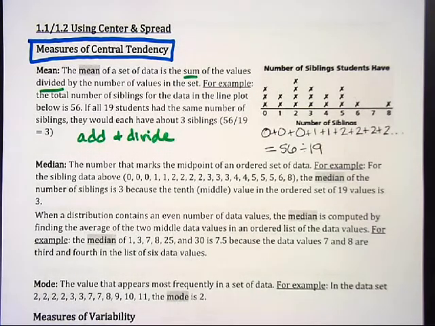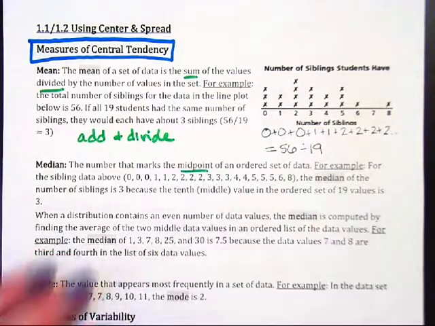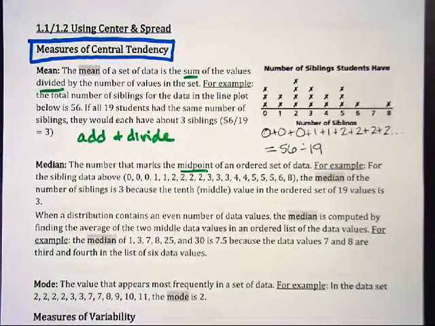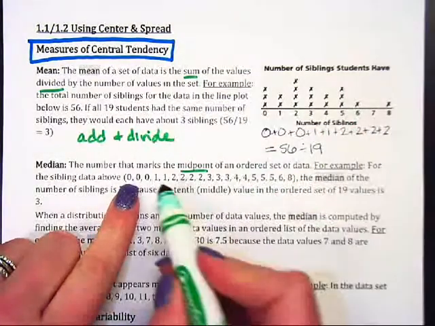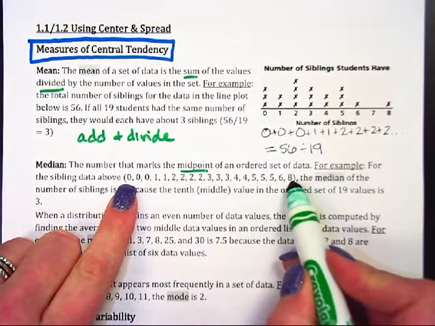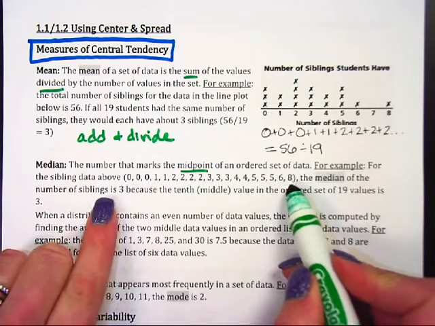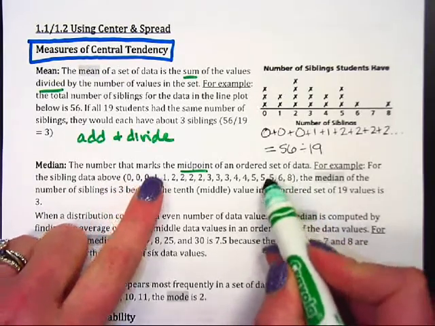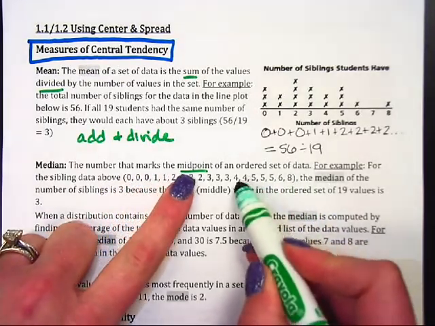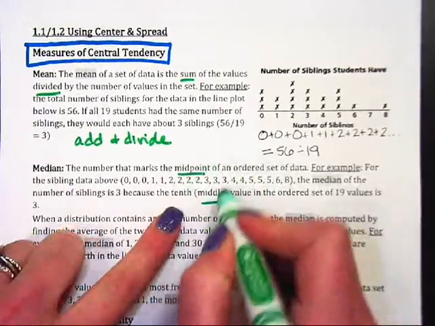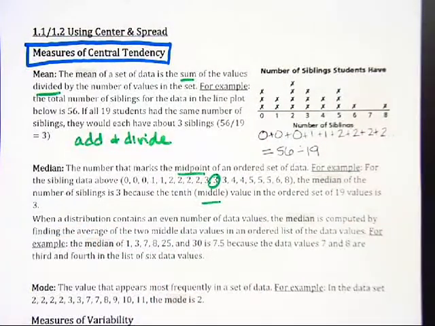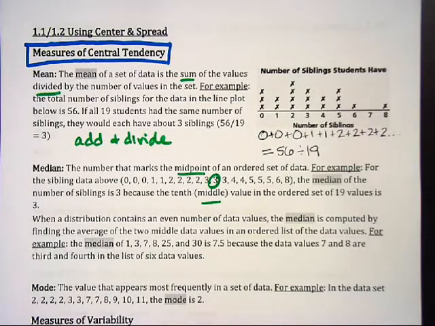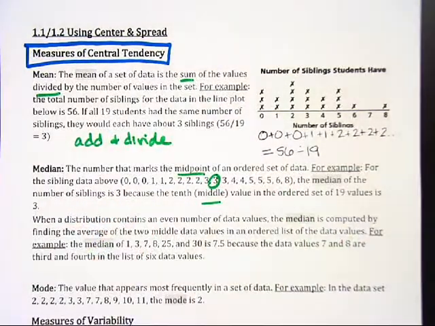My next center is called the median, and that's the number that marks the midpoint of an ordered set of data. So for example, in this survey above, once they're all in order, I need to put them in order, and if they're not in order, I cross them off until I work my way all to the middle, and I find that the center of my data is 3. Make sure the numbers are in order before you start counting off until you get to the middle.